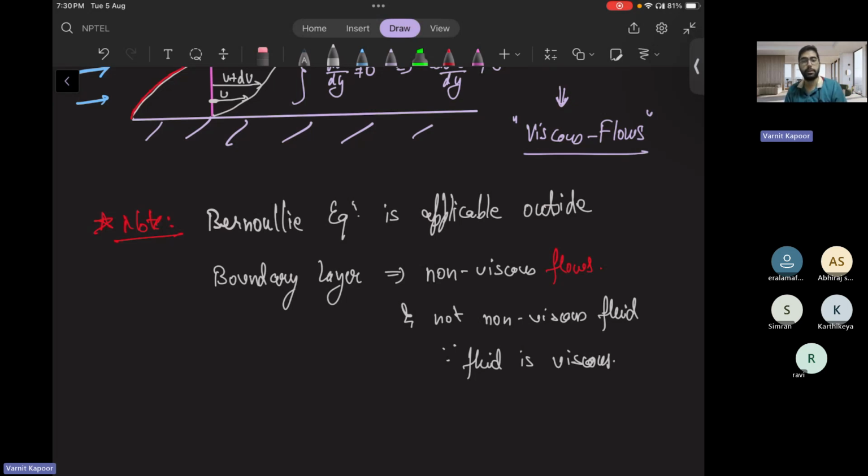Any doubts? Yes, Abhiraj, you have raised your hand. Sir, a few minutes ago you said that ketchups are thixotropic fluids, right? Why are they thixotropic? Why are they not pseudoplastic fluids?